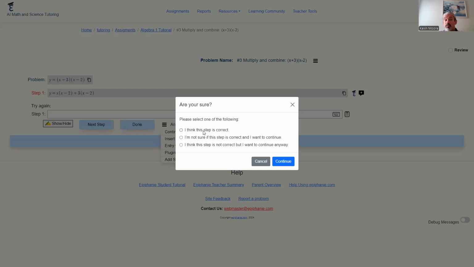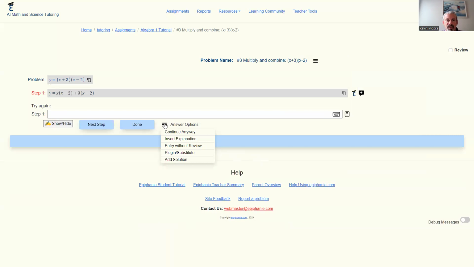And either say, "I think this was correct, I want to keep going," or say that you're not sure and you want to continue. Find continue anyway. It's just a way of keeping going if there's something that we got confused about. So I'm going to use this button right here. This is for copying. It'll copy that text, and I can paste it down here.